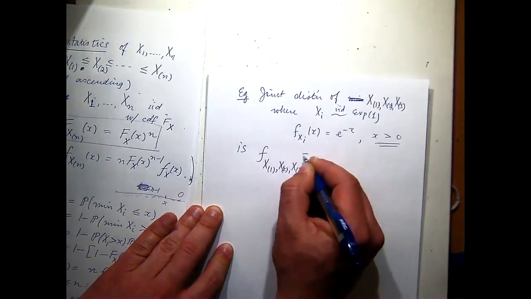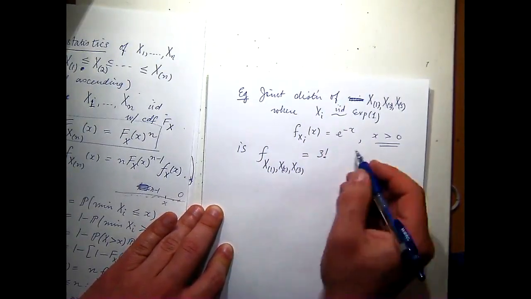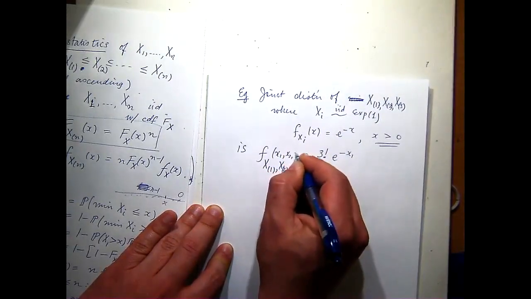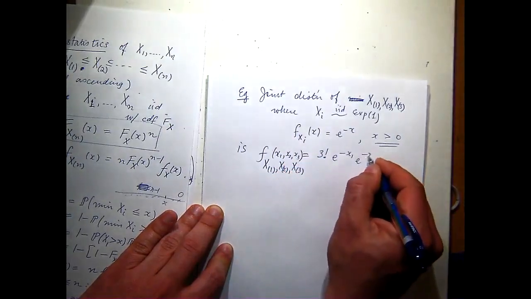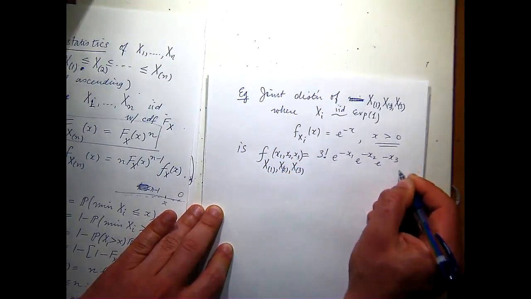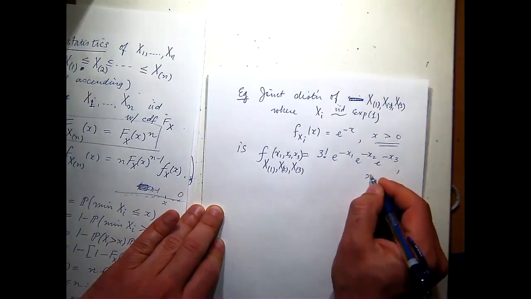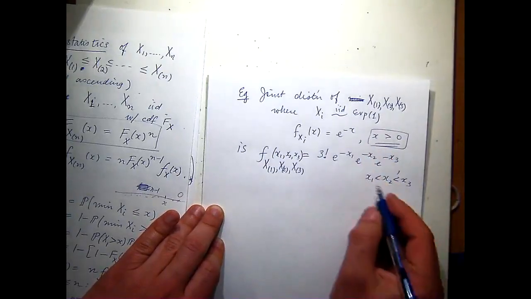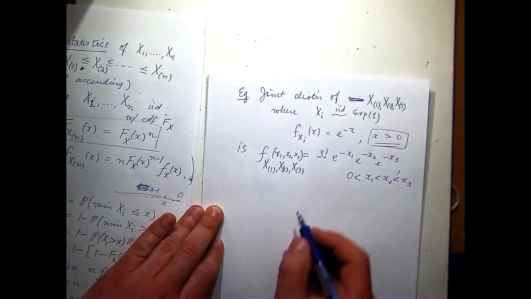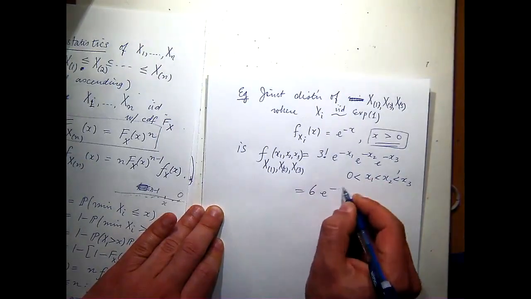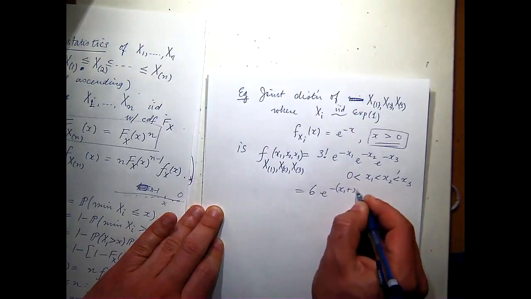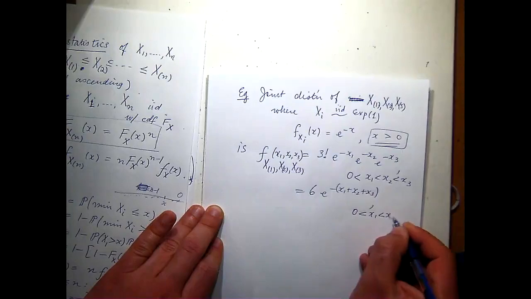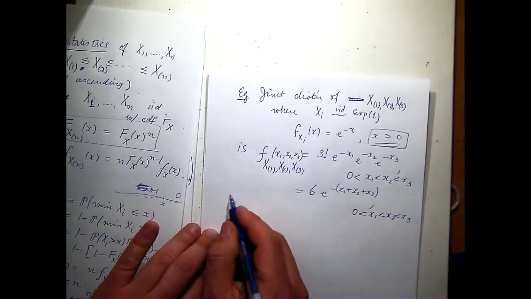Now we can just write this down. There are 3 factorial ways to arrange them, multiplied by e to the minus x1, evaluated at x1, x2, x3, e to the minus x2, e to the minus x3, and we have to put the constraint on it: x1 is less than x2 is less than x3. But in addition, because of the constraint on the original density, all of those have to be positive. So a simpler way of writing that is 6 e to the minus (x1 plus x2 plus x3), once again on the proviso 0 less than x1 less than x2 less than x3. So that's just an example of what you do with order statistics.